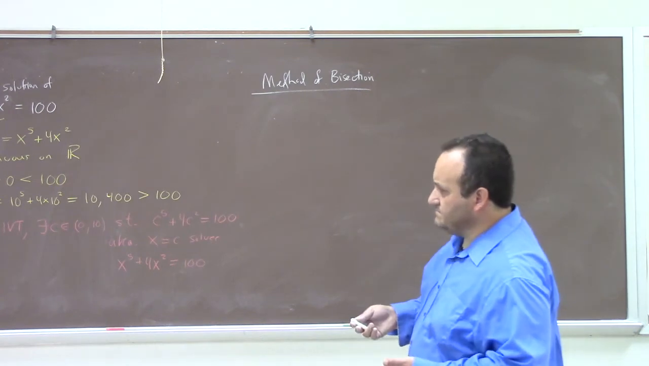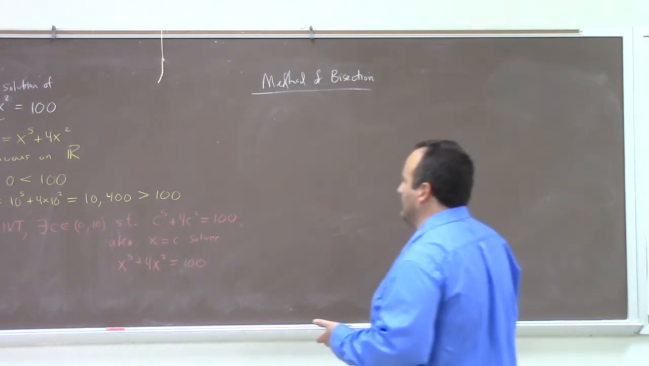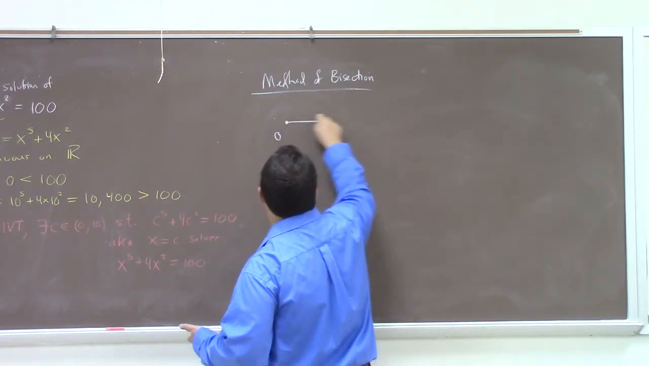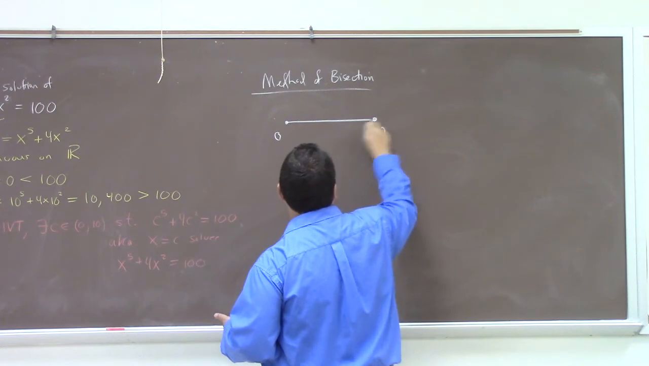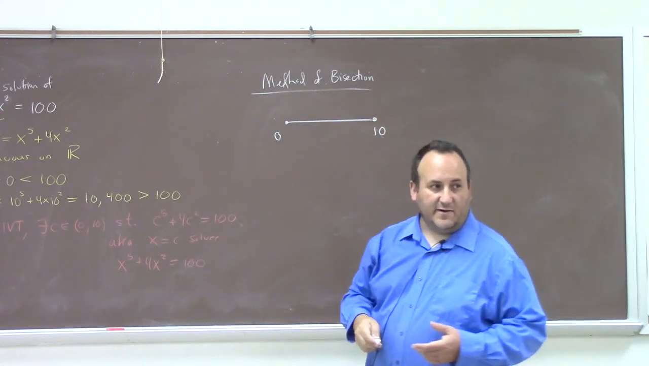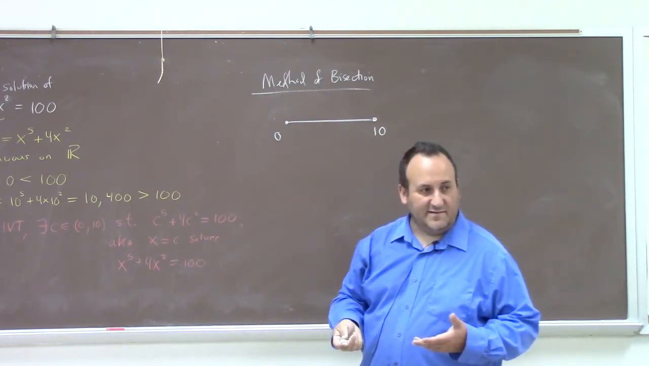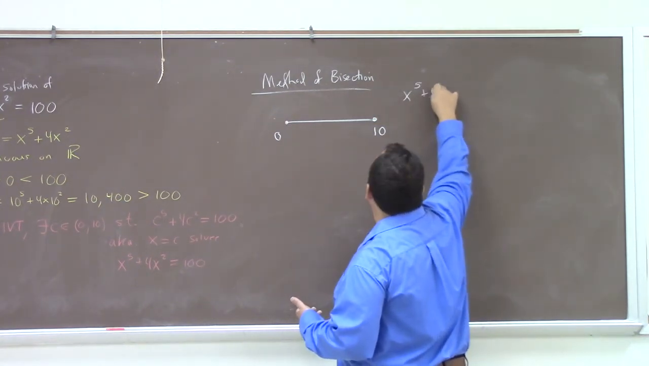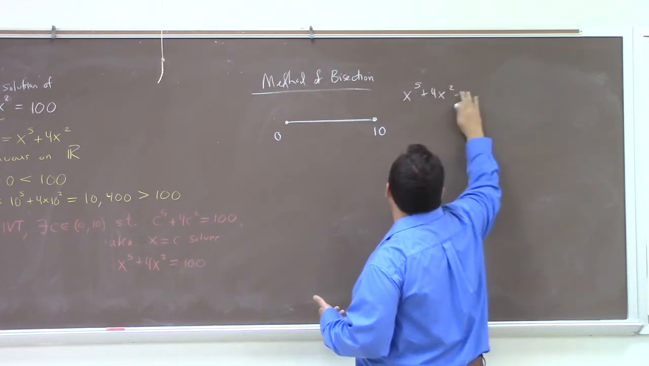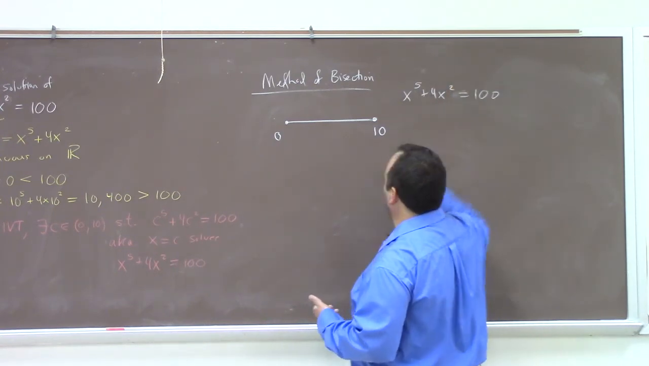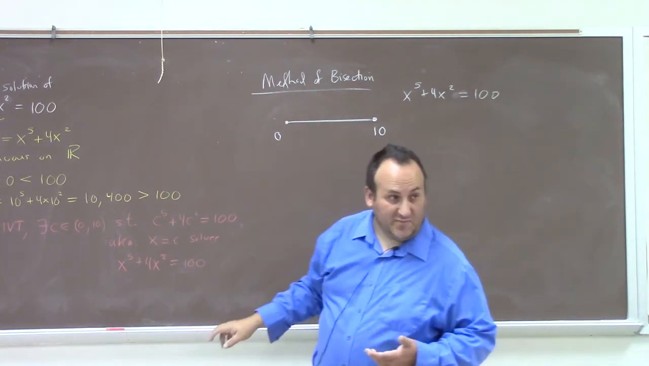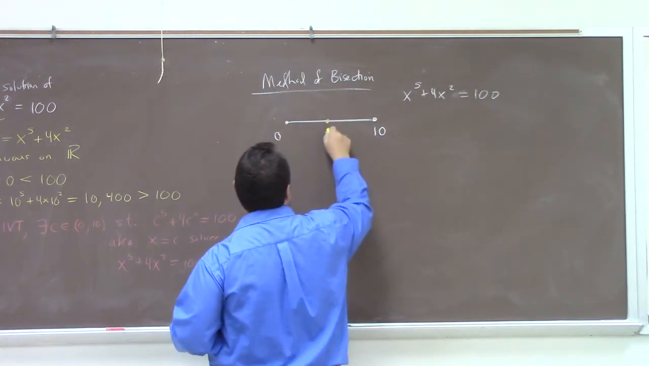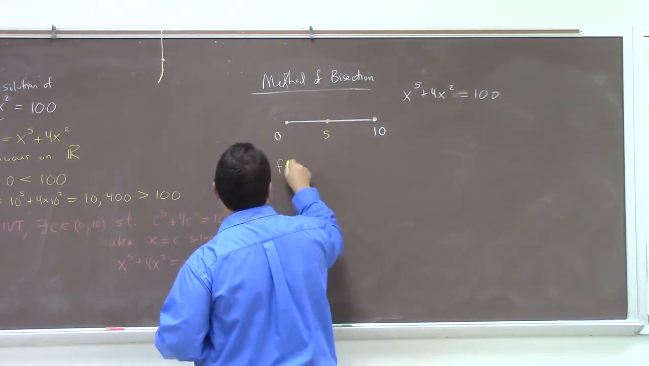But the method of bisection basically is like, so we have figured out that between 0 and 10, somewhere in here, there is a solution to this problem. So what do you do? You pick the middle point. You pick 5, and check f of 5. What's f of 5 equal to?